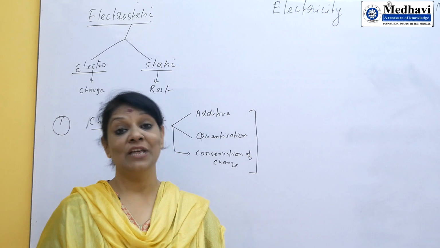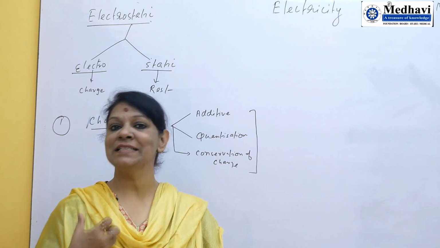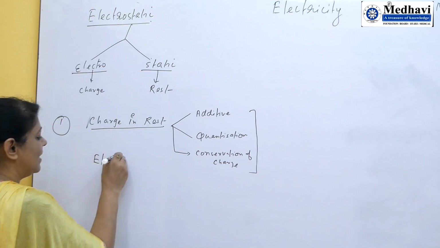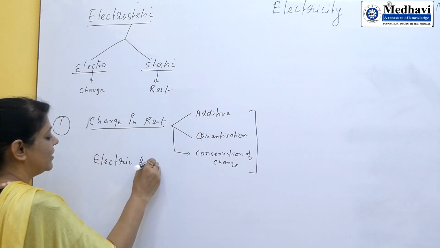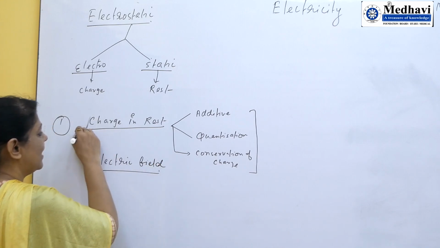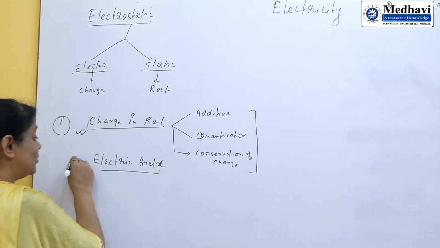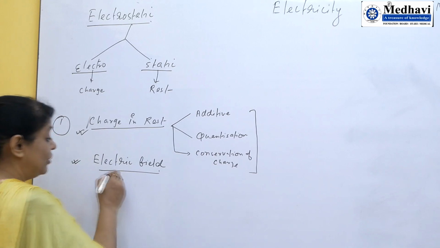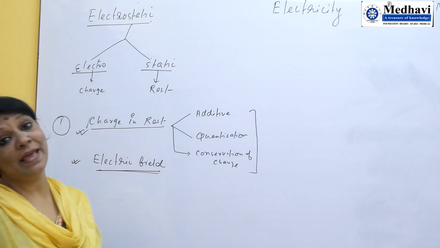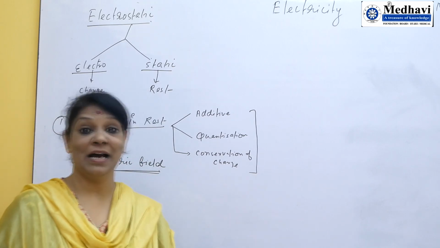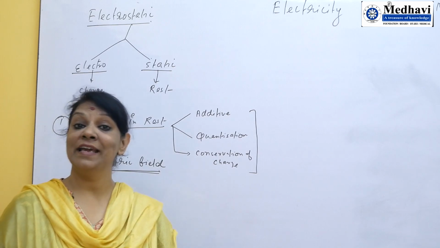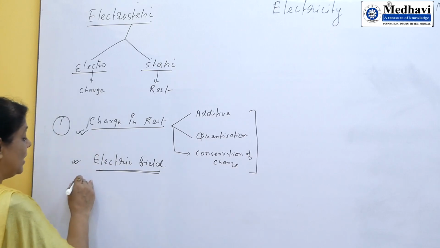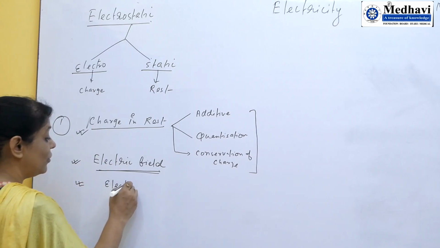So when the charges are at rest, then they will produce electric field. Surrounding the charge, it has its influence, it has its property. That property we explain in terms of electric field. Very, very important. So, in this branch we have to study charge in rest. Then when charges are at rest, what is its effect? It will produce electric field. And due to electric field, force will be experienced by another charge which is taken near the charge. So we can say that due to electric field, electric forces are produced.